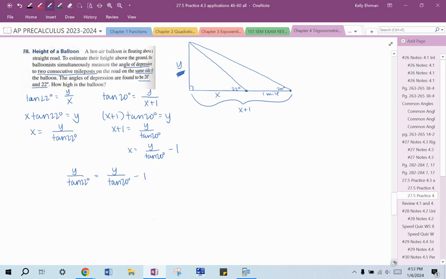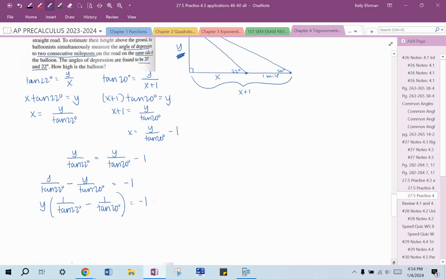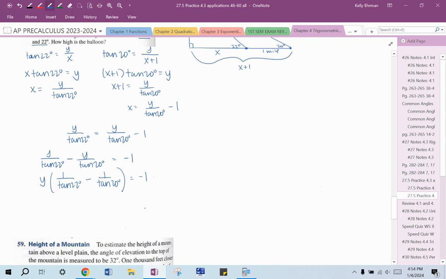All right, now I have an equation that I want to solve for y. We saw this with our logarithm equations a couple months ago. When you have two different terms with the variable that you're trying to solve for, get them on the same side. So I've subtracted the 1. Factor out a y. That would make this 1 over tangent of 22 minus 1 over tangent of 20. That's equal to negative 1. And then you can divide by that entire parentheses.